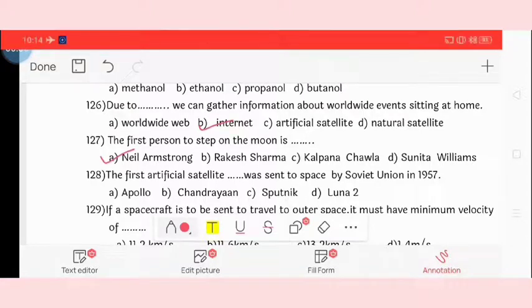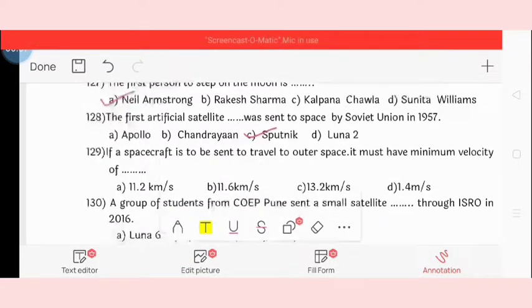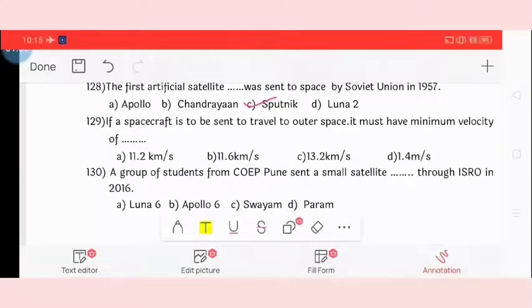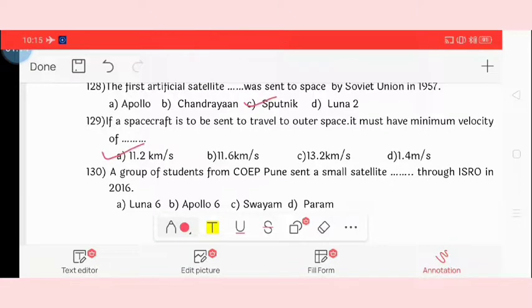Next, the first artificial satellite dash was sent to space by the Soviet Union in 1957. So it is Sputnik. The options are Apollo, Chandrayaan, Sputnik or Luna 2. So the correct option is option C, that is Sputnik. If a spacecraft is to travel to outer space, it must have a minimum velocity of, so the correct option would be 11.2 km per second. So the first answer is the correct option.